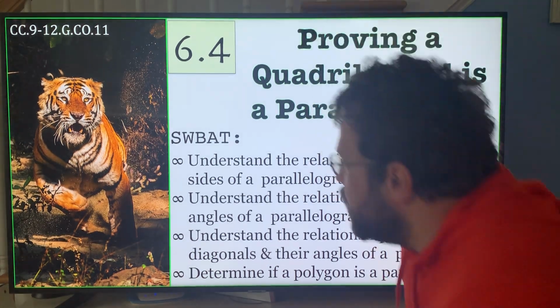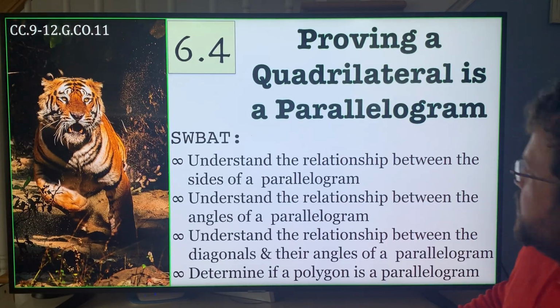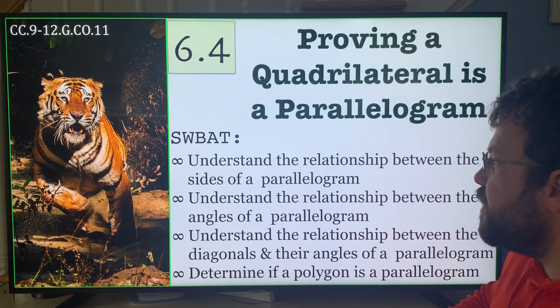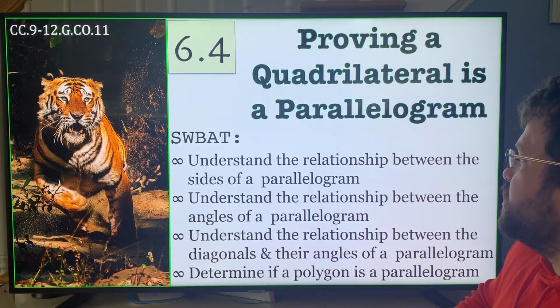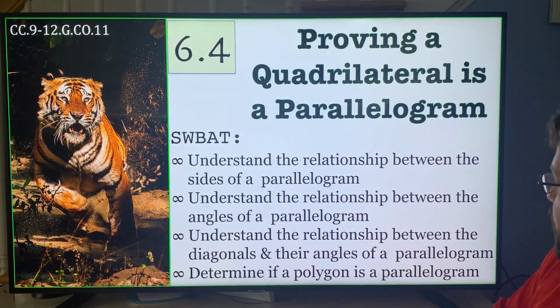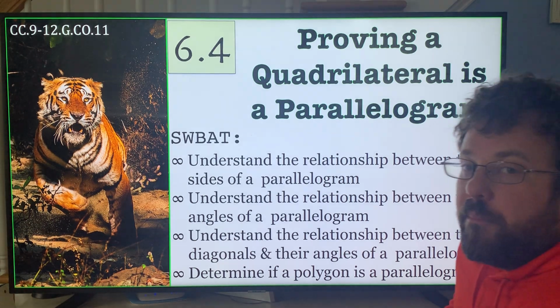By the end of today, you will be able to understand the relationship between the sides of a parallelogram, understand the relationships between the angles of a parallelogram, understand the relationship between the diagonals of a parallelogram, and determine if a polygon is indeed a parallelogram.